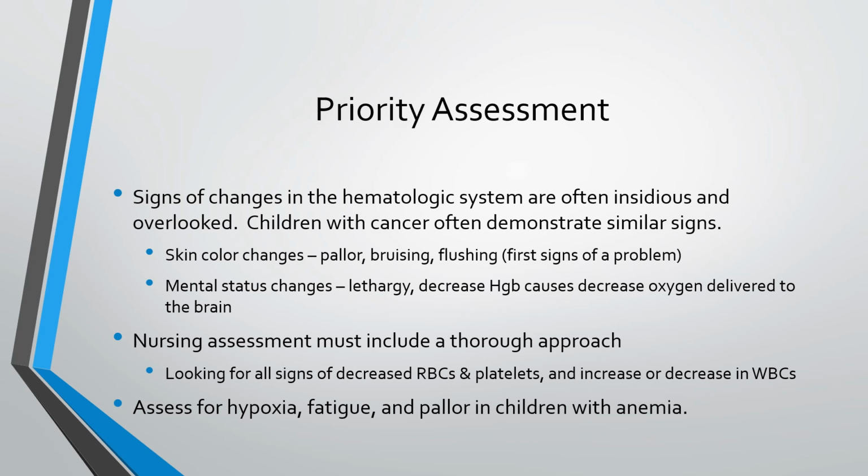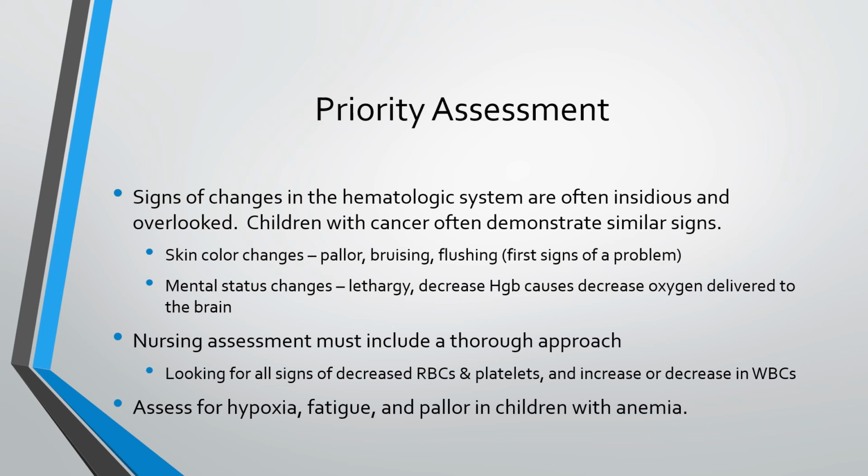Children that are diagnosed with hematologic issues, anemia, bleeding disorders, and cancers are going to have very similar symptoms. Their skin color is going to change. They're going to be pale. They may have bruising. They may be flushed. And that's really the first sign of a problem. As far as mental status changes, they're going to be tired, lethargic. They're going to have decreased hemoglobin, which causes a decrease in oxygen delivery to the brain, which means their mental status is going to change.